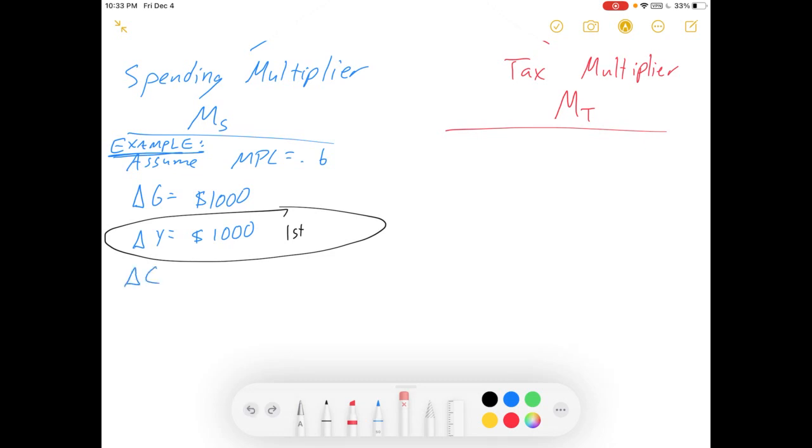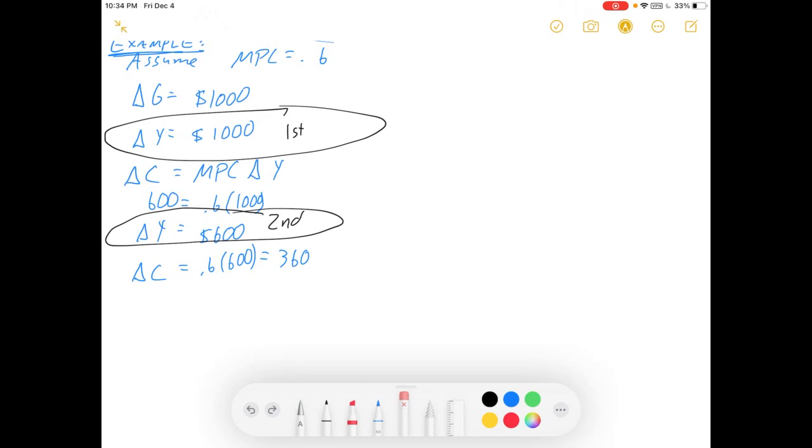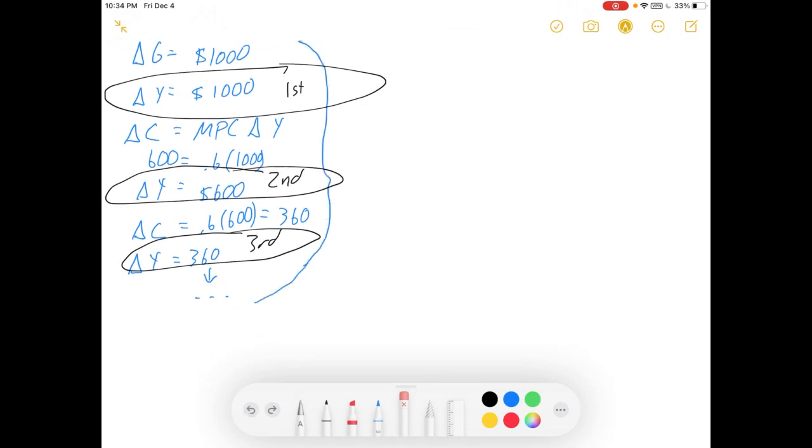Then, income just rose by $1,000, so the change in consumption is the MPC times the change in income, 600, because that's equal to 0.6 times 1,000. But if consumption went up by 600, someone else collects that as income, and their income went up by 600. There's the second round impact on GDP. Then, change in consumption, again, is 0.6 times 600, which is 360. So change in GDP is $360. There's your third round, and so on. It just keeps going and going and going. We call this the multiplier process.